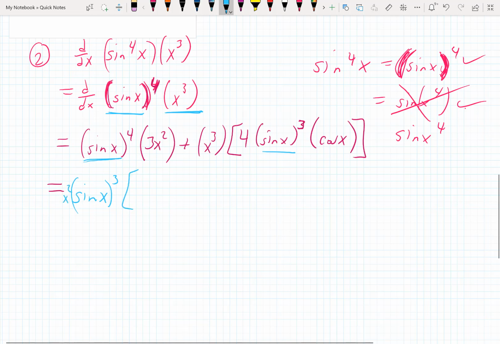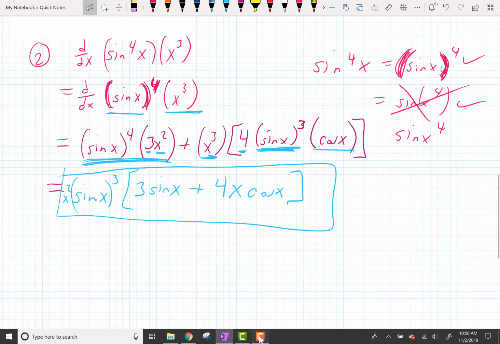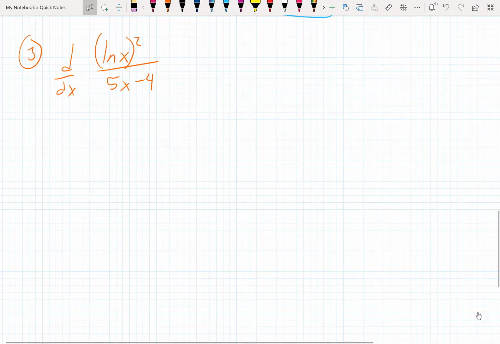When I do that, for this term here, the 3 will survive, the x squared got taken out, and then I'll have 1 sine of x left. And then for this part, the 4 survives, the sine of x cubed got taken out, 2 of the x squared got taken out, so there's an x left, and then there's a cosine of x. And that's as good as that's going to get. There you go. Okay, so yeah, they become kind of fun.